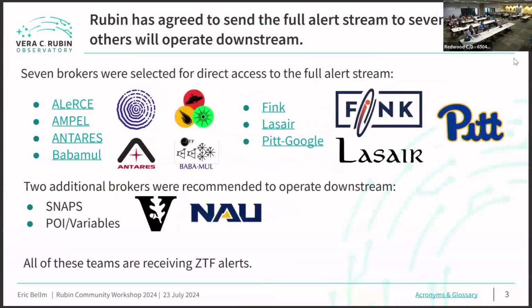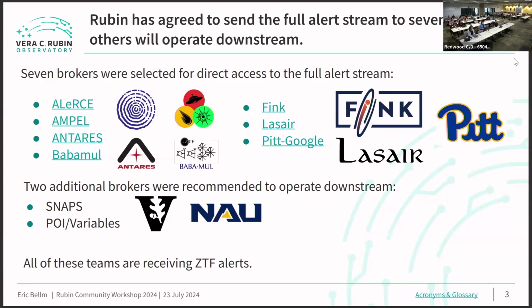I spoke of the brokers. There are 7 brokers that have been selected to receive that full alert stream directly from Rubin. They are located around the world, and many of their key people are here or online. There are ALeRCE, Ample, Antares, Babamul, Fink, Lasair, and the Pitt-Google broker. And there are, I think, at least 2, I hope there are more eventually, but at least 2 broker teams that are going to operate downstream of those full stream brokers.